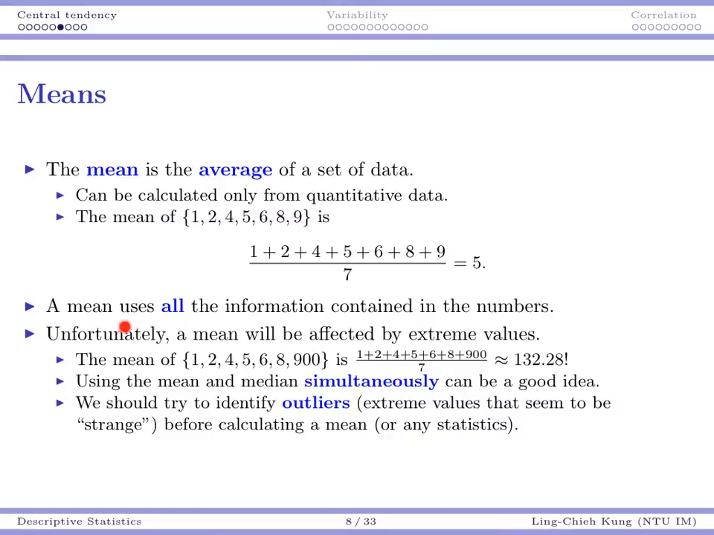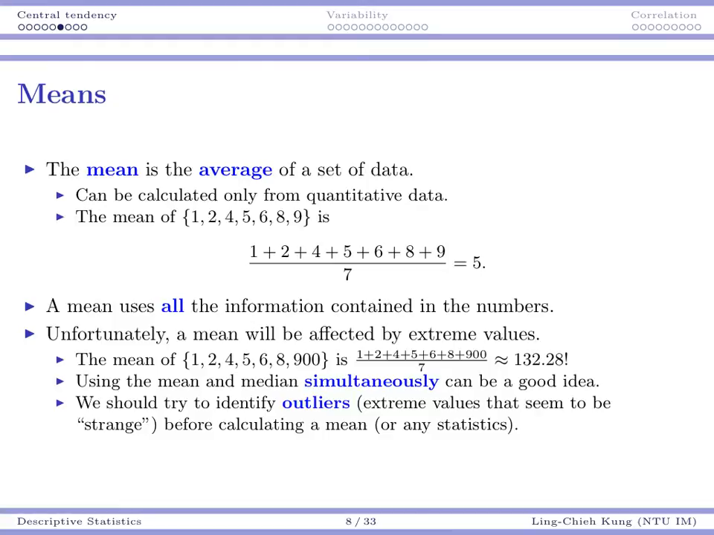We can see that the mean uses all the information contained in the numbers. So that means it somehow gets a better summary of all the data. That's typically a good thing. But of course, you can see, unfortunately, a mean will be affected by extreme values. Like if you change 9 to be 900, then your average would be quite large, much larger than 5 in the previous case.